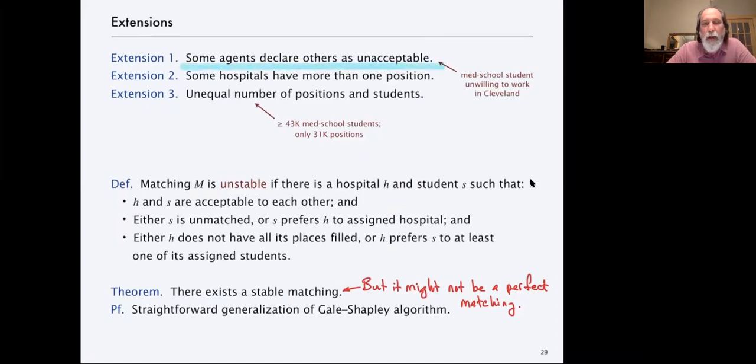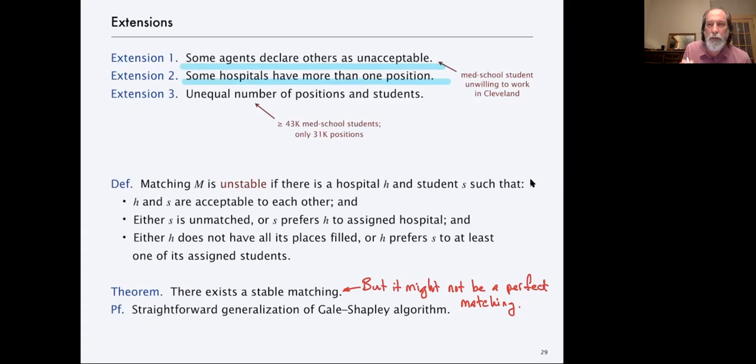some agents declare others unacceptable, or some pairs are unacceptable. If you think about a stable matching, then there are certain pairs who are not allowed to marry. Or in the medical school example, maybe there are particular students who simply are going to refuse to go to a certain hospital. And the second one is, suppose hospitals have more than one position. So maybe one hospital has only one position for a resident, but some other hospital has 10. So what happens then?